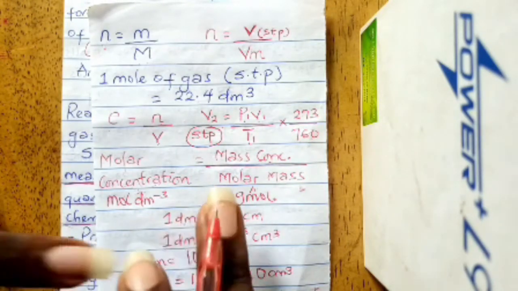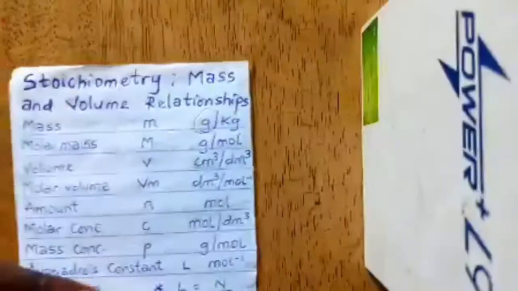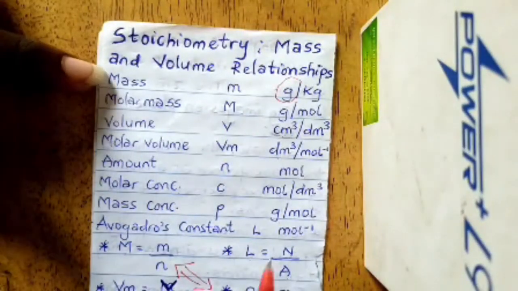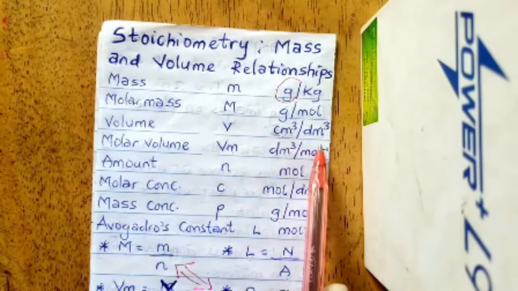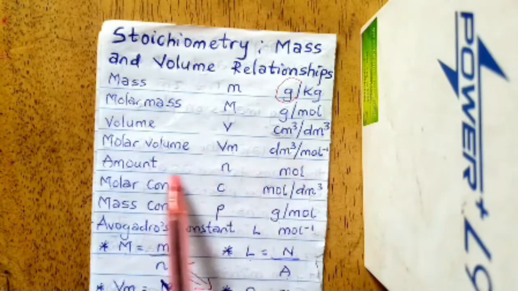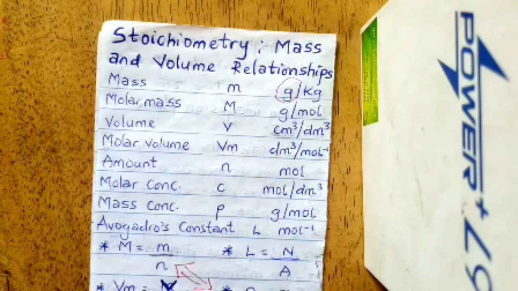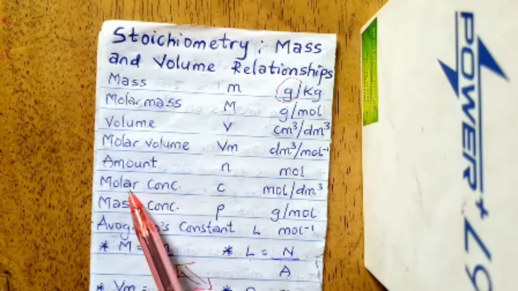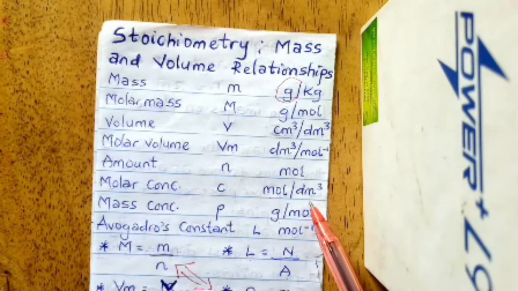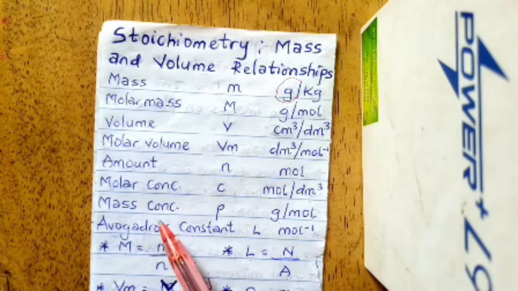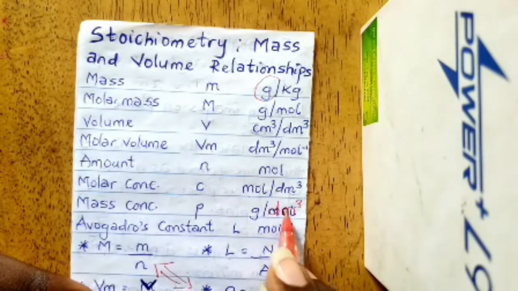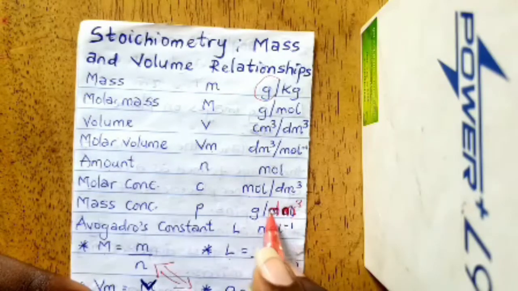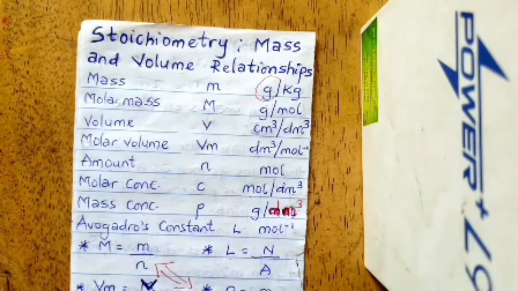So I'll employ us to be familiarized with the units as well, which will be using: mass as in gram or kilogram, molar mass gram per mole, volume is in cm cube or dm cube, molar volume dm cube, amount is in mole, the molar concentration, mole per dm cube. Mass concentration should be grams per dm cube, sorry, this is grams per dm cube. Talking about concentration, talking about volume.